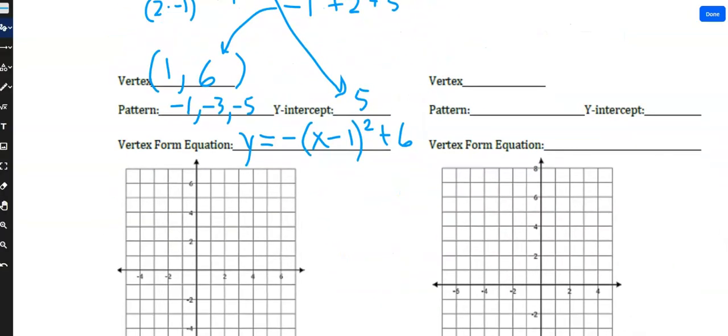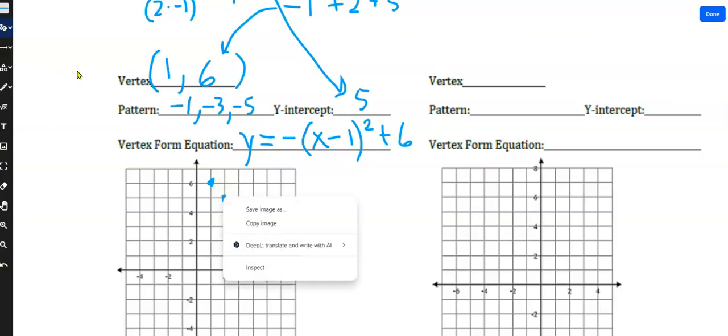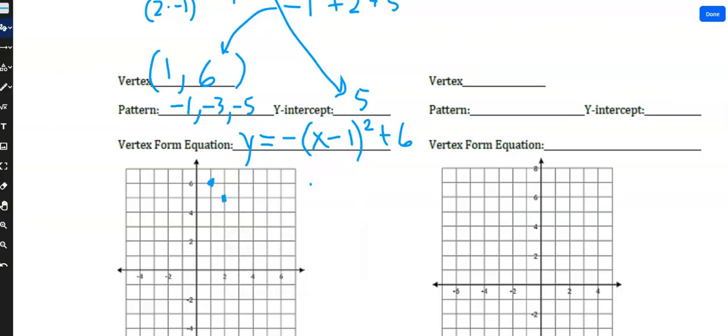We can find 1, 6 on the graph and go 1 to the right and 1 down, 1 to the right and 3 down, and 1 to the right and 5 down, and then just simply copy these to the other side. It's really nice when they're nice numbers to deal with.